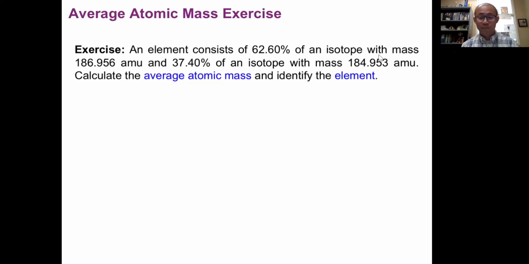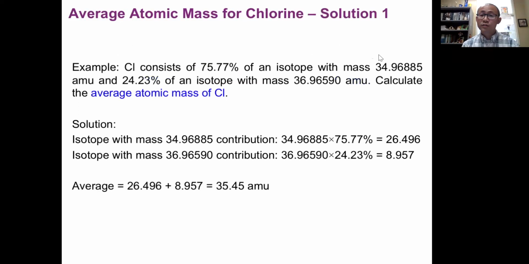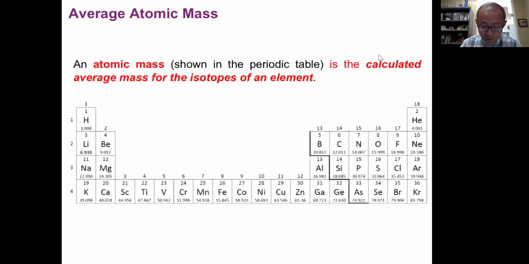Again, both solutions consider two factors: the mass number of each isotope and the percentage of each isotope. After you calculate that, what you have in the periodic table is called the atomic mass of that element. That is not the mass of a single atom; it is an average mass.